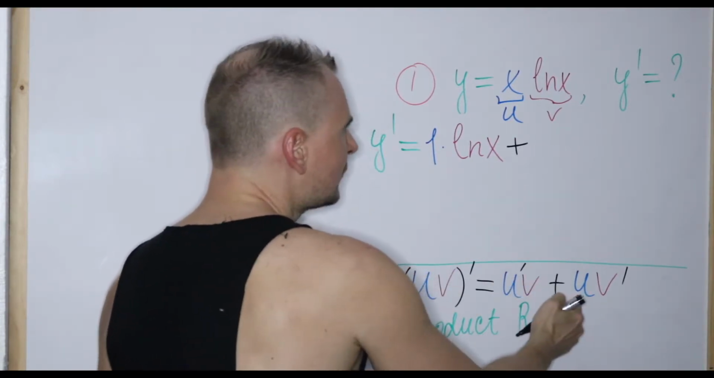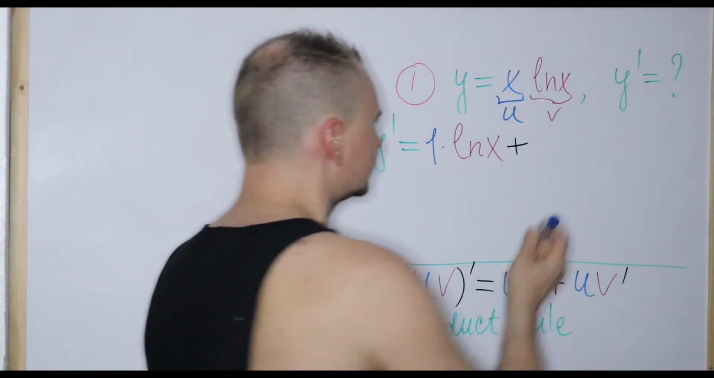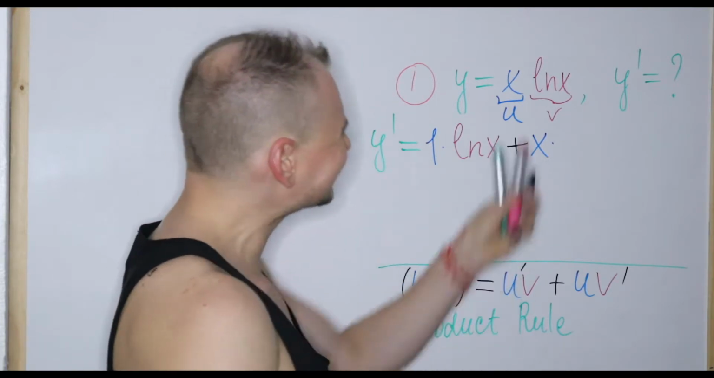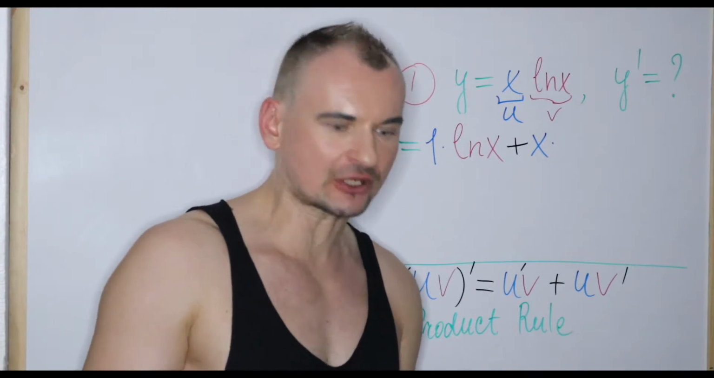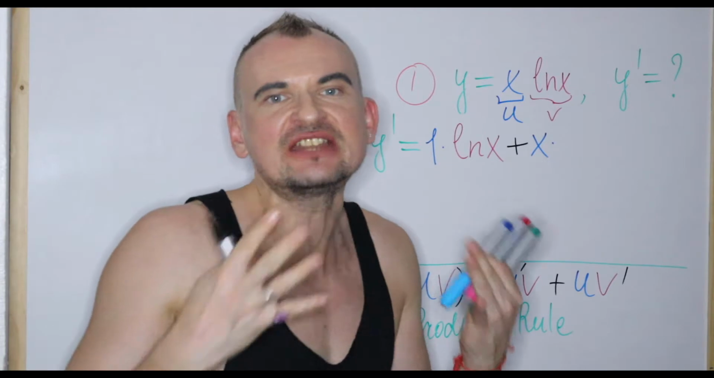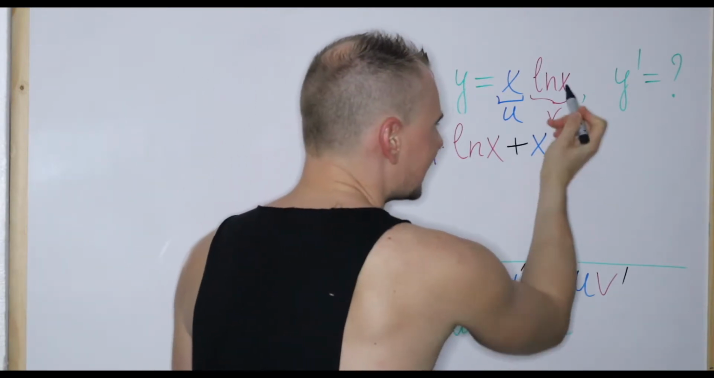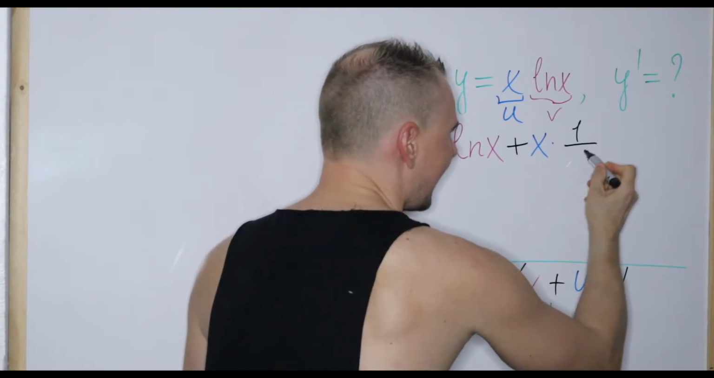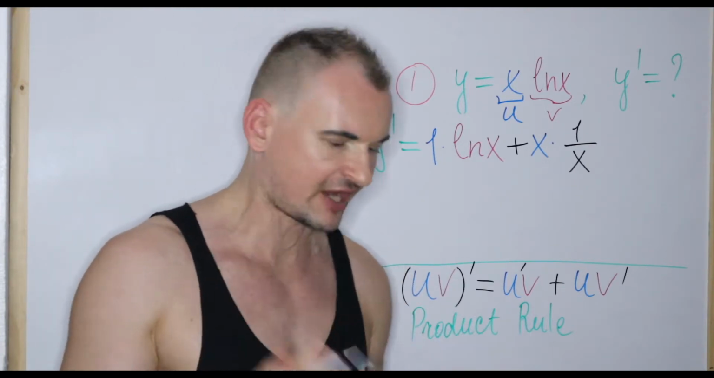Now, your x function as is, so you don't want to change it, times the derivative of the second function. And remember that the derivative of natural logarithm of x is going to be 1 over x. That's the derivative from a standard table of derivatives. So in place of v prime, I'm going to write 1 over x. And again, 1 over x is the derivative of ln of x.